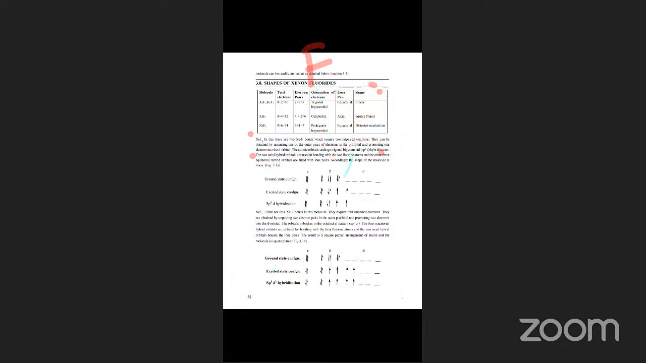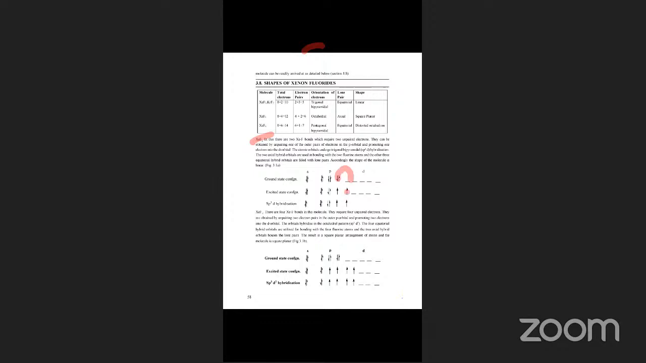So this is the first excited state. In XeF2, 2 Xe-F bonds are required, so 2 unpaired electrons are needed. They can be obtained by the unpairing of 1 outer pair of electrons in the p orbital and promoting 1 electron into the d orbital.